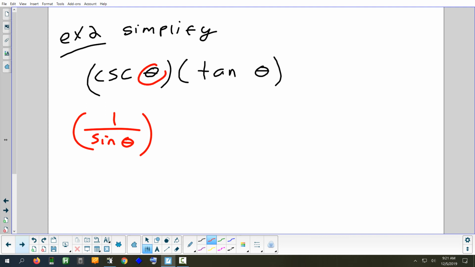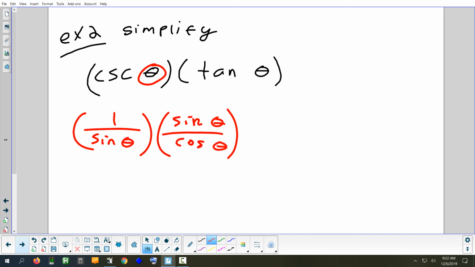Now, it doesn't matter what the angle is at all. I could have cosecant theta, cosecant x, cosecant y. It's just a variable. Whatever they use in the problem, you use the same thing. Okay. So 1 over sine times, how can I rewrite tangent? We've got 2 ways. One of them is more helpful than the other here. Yep. Sine over cosine.